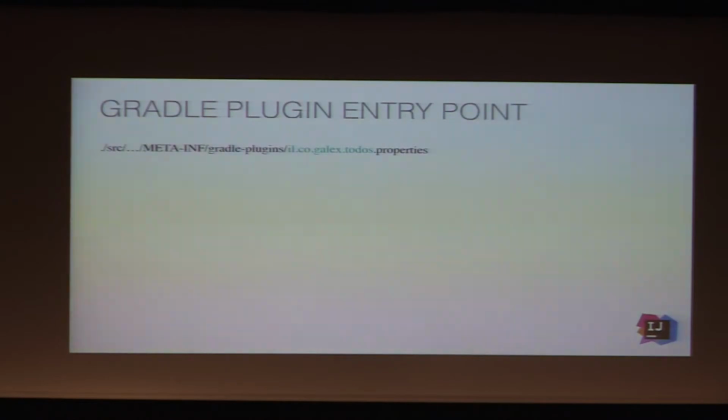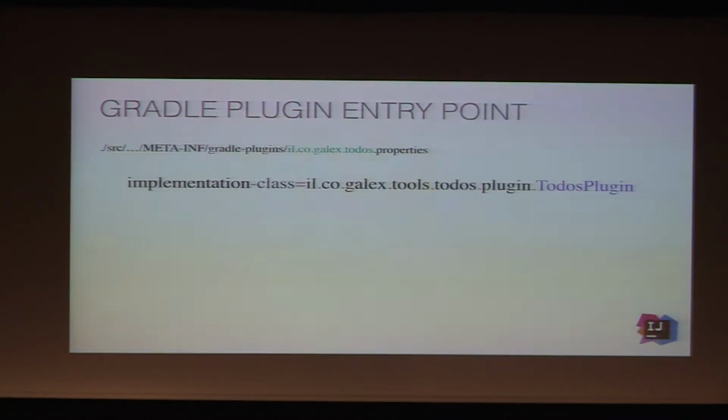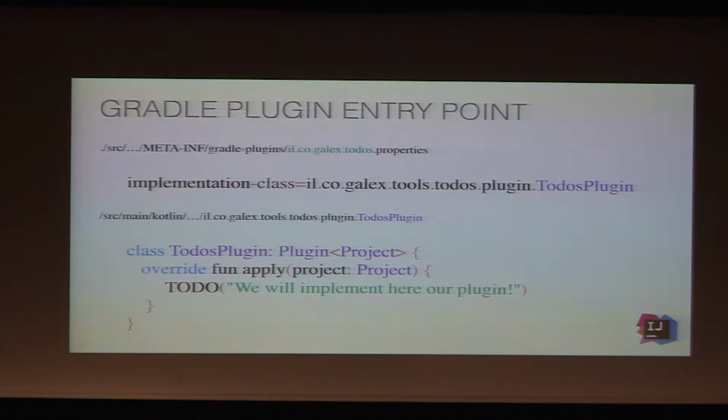So this file itself contains one line, implementation-class and the complete path to the class. Here I call it TodosPlugin because we're doing a plugin to do this. And this class, we're going to write it. Finally, we're going to see some Kotlin code by implementing a Plugin of Project and overriding the function apply. Here I just add a TODO function to remind us that we still didn't implement anything.